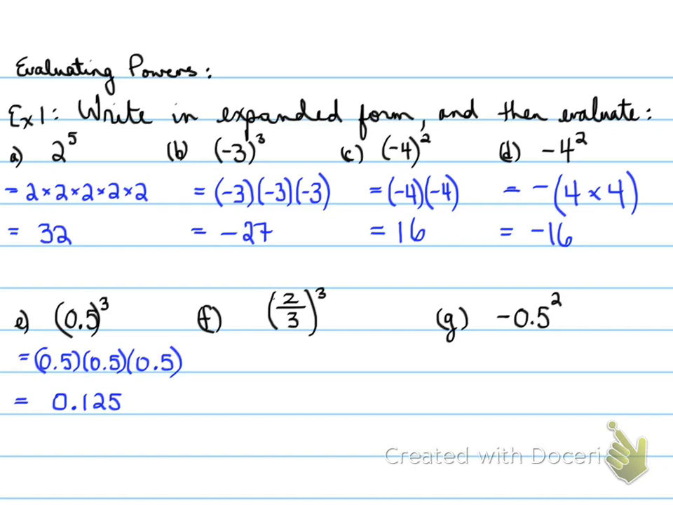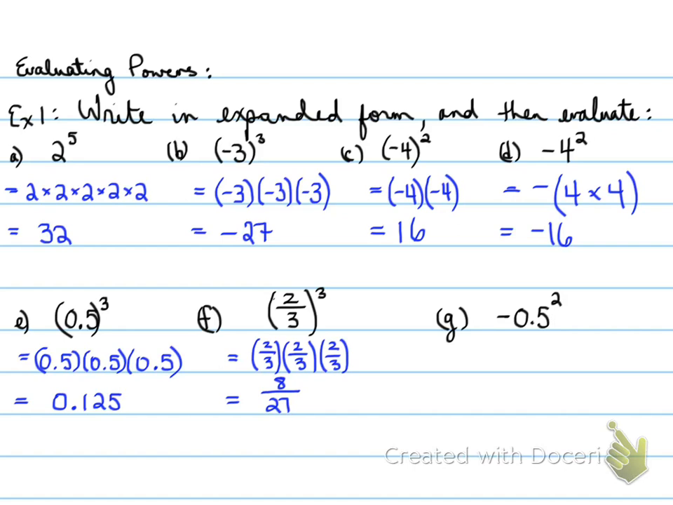The next one, 2/3 to the power of 3. This exponent is affected by the bracket. What's inside the bracket? 2/3. So 2/3 multiplied by itself 3 times: 2/3 times 2/3 times 2/3 gives you 8/27. No decimals, folks. Give it to me as a fraction.